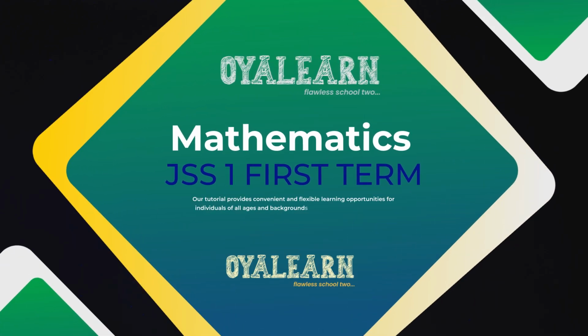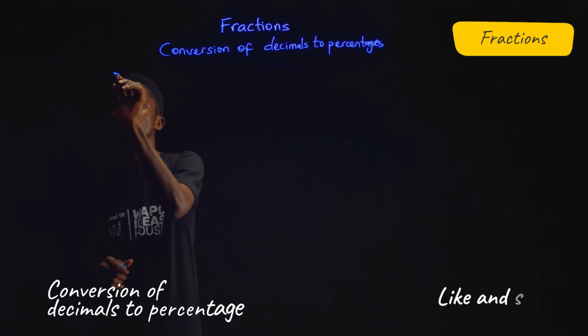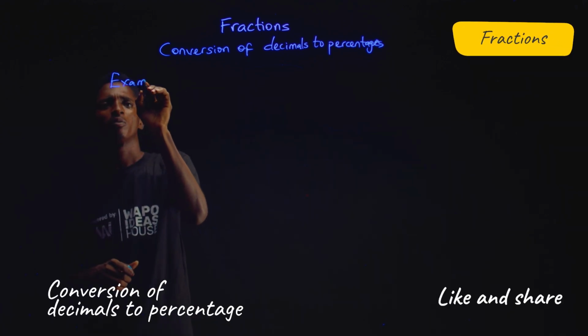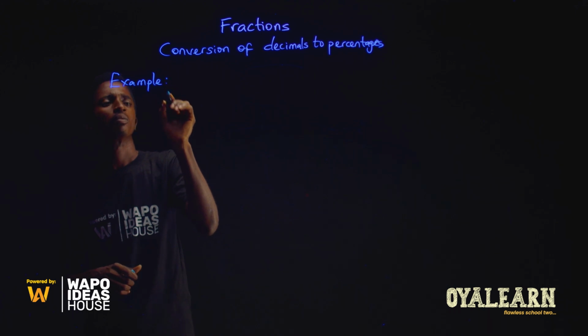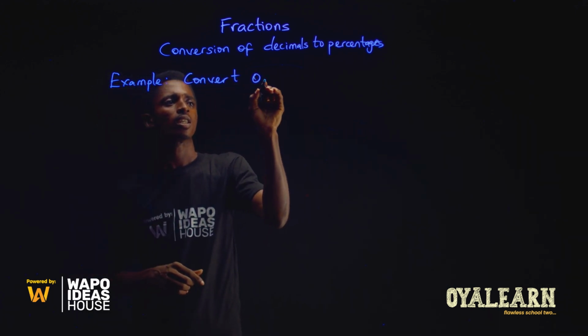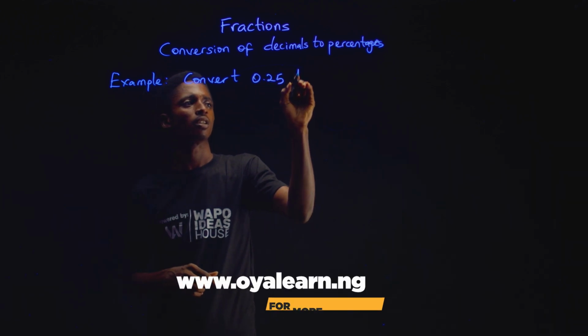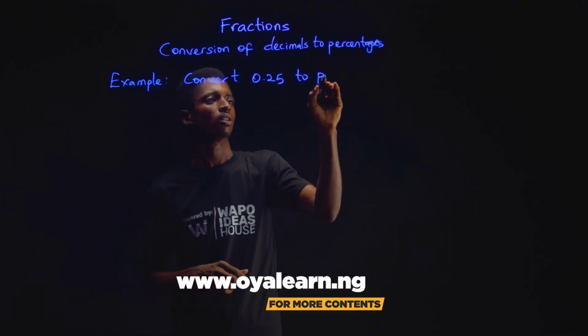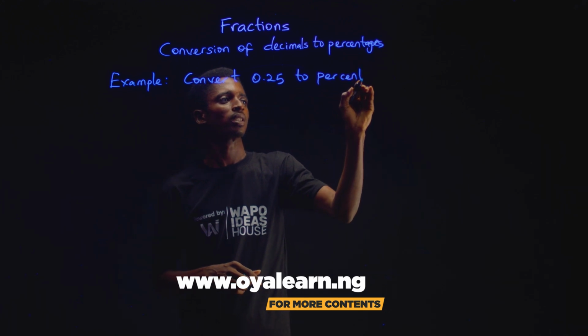Conversion of decimals to percentage. Example. Convert 0.25 to percentage.